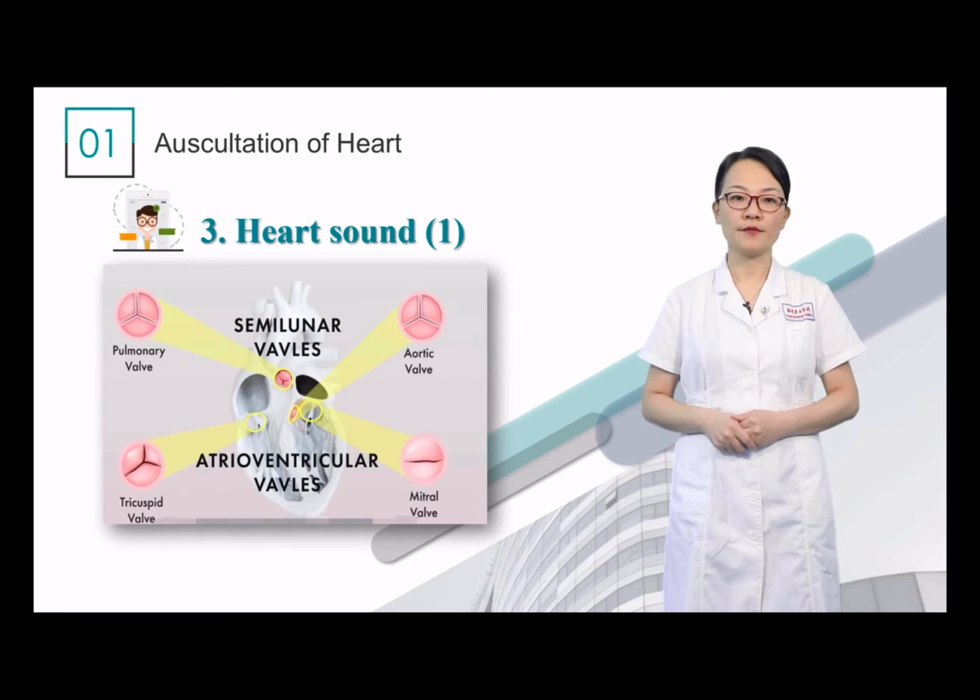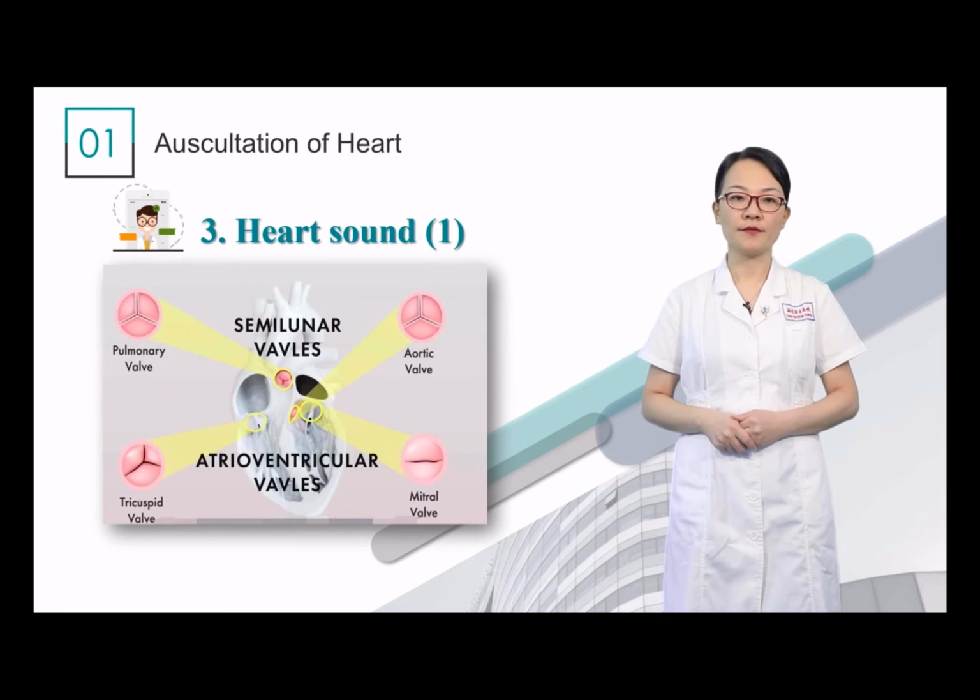The normal S1 is mainly produced by vibration generated by the closure of mitral and tricuspid valves, which marks the beginning of the ventricular contraction. The S1 is normally loudest at the apex.